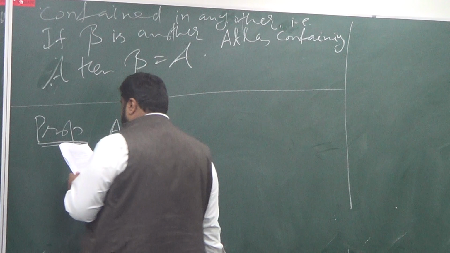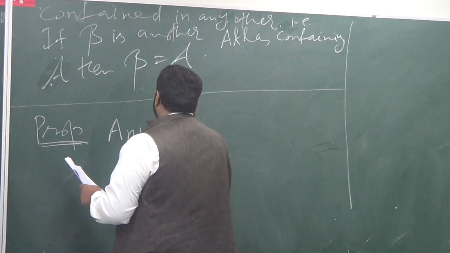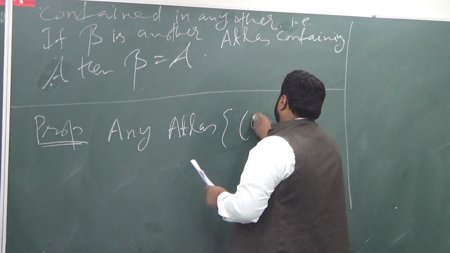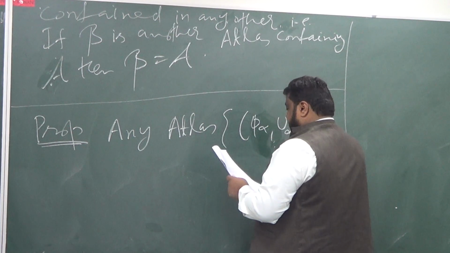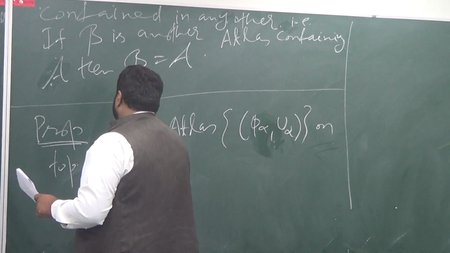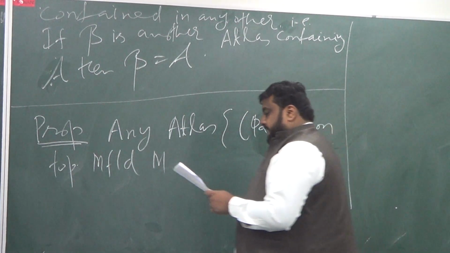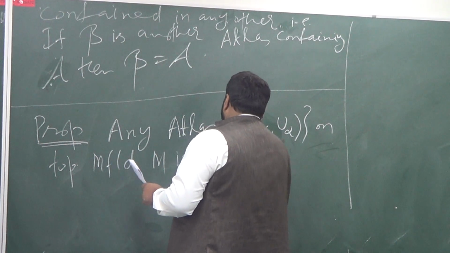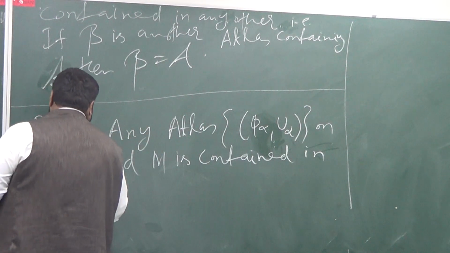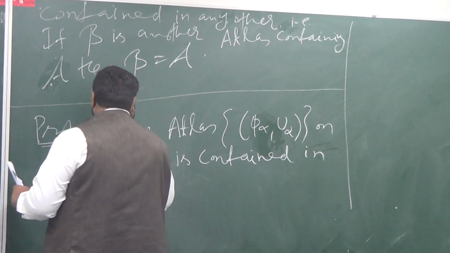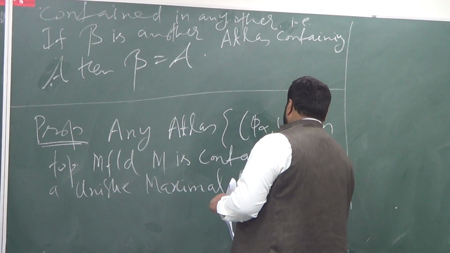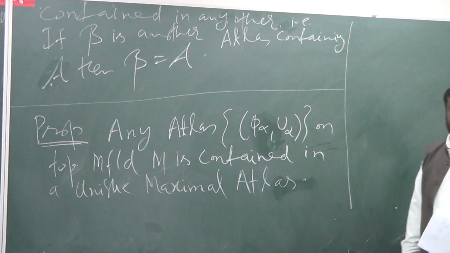So here's a proposition. Any atlas (U_alpha, phi_alpha) on a topological manifold M is contained in a unique maximal atlas. Unique maximal atlas.